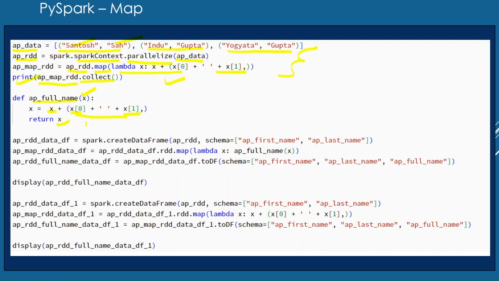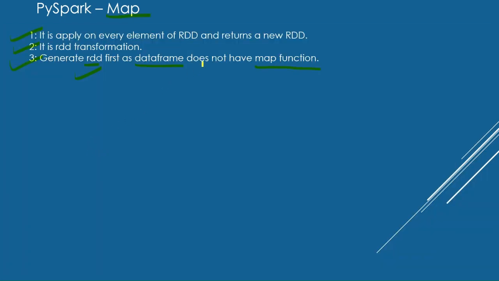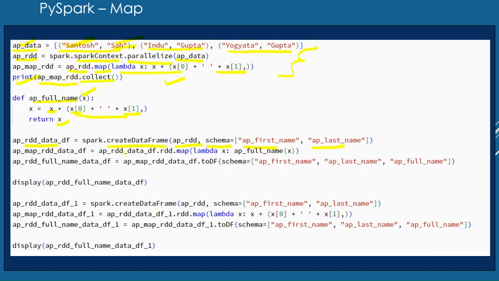Let's see how this will happen in this exercise. First, we are creating a data frame with the help of AP RDD. AP RDD is nothing but what we have created here, with the schema AP first name and AP last name. So this is the first name, this is the last name, that's why we have created a schema, and we are creating this data frame. Then, as we mentioned here, whenever we apply the map function, it must be on the RDD, as a data frame does not have a map function. So the same thing we are doing here.